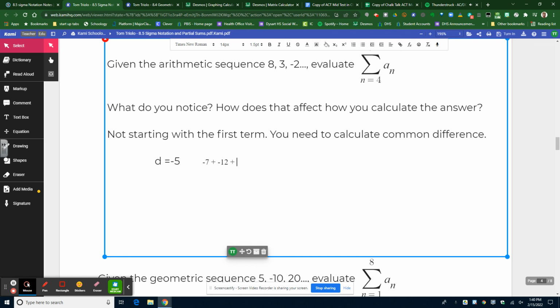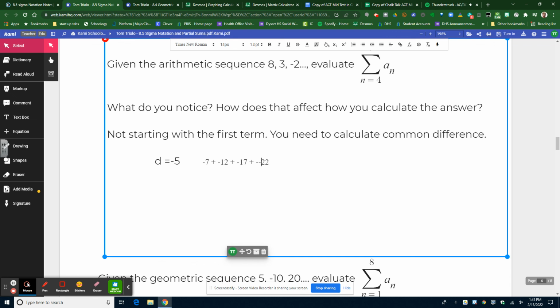What is my sixth term? Torah? Okay, help her out there. Yep. Negative what? -17. And my seventh and last term. How about it, Brianna? Last one? Not sure. Brianna B? Exactly, -22. Okay, so let's go through this.